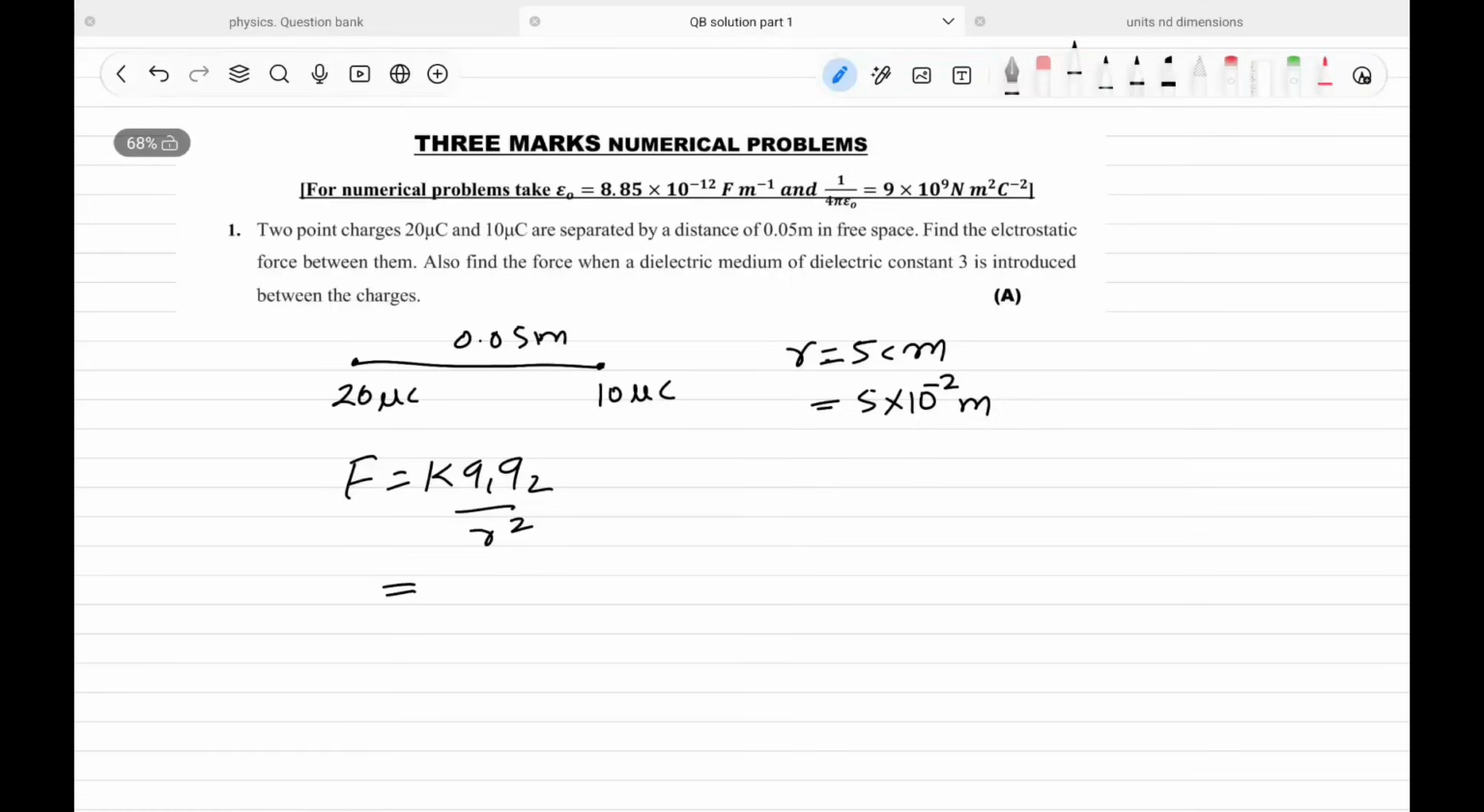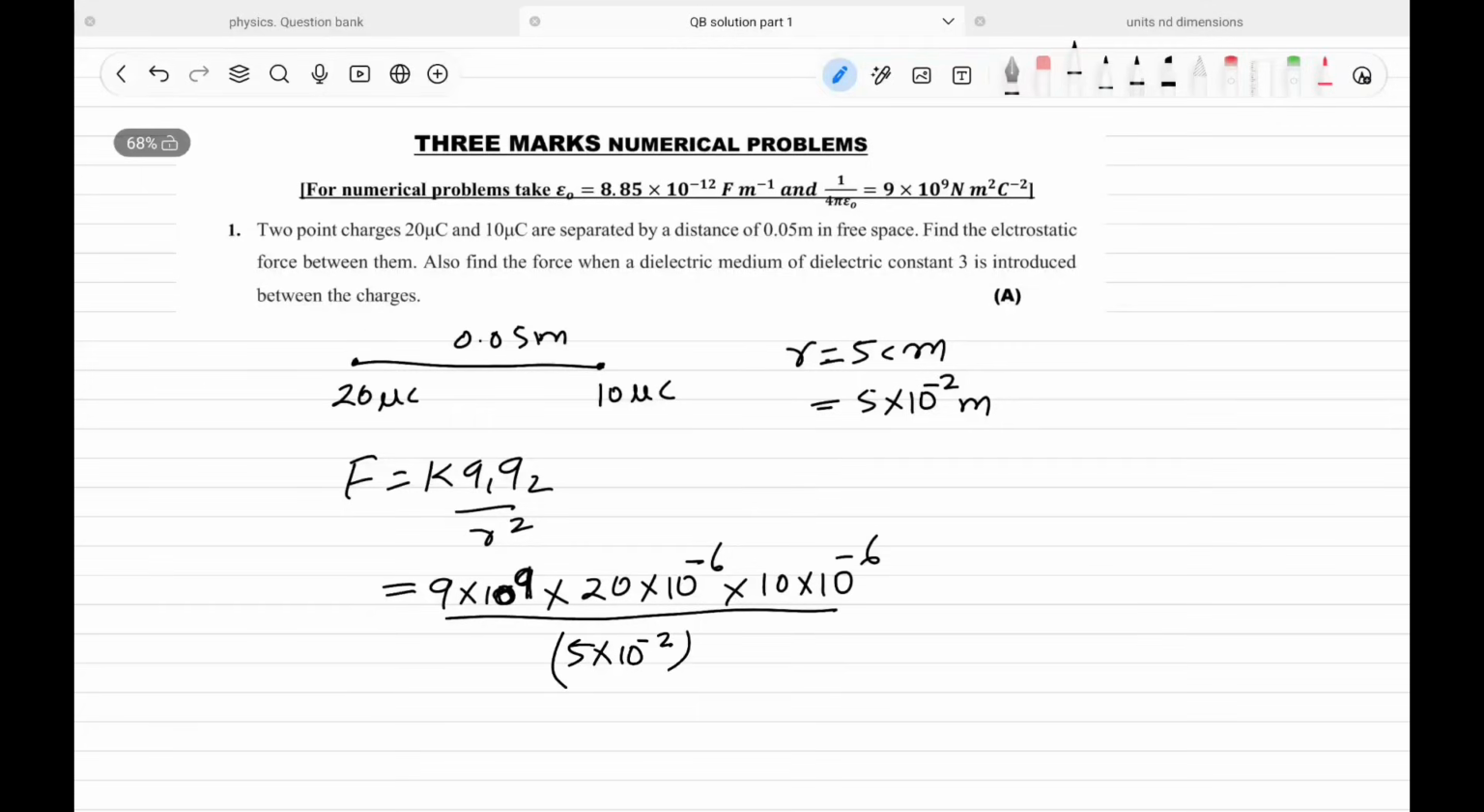K, the force constant, has the value 9 into 10 to the power 9. Q1, the first charge, is 20 into 10 to the power -6; for this microcoulomb we are taking -6. Now the second charge, 10 microcoulomb, is 10 into 10 to the power -6. This is the 10 power 9, remember this. Now whole divided by R, the distance, which is 5 into 10 to the power -2 whole square.